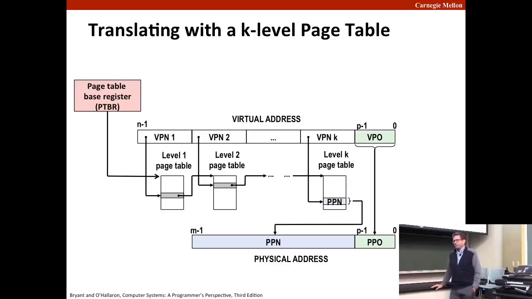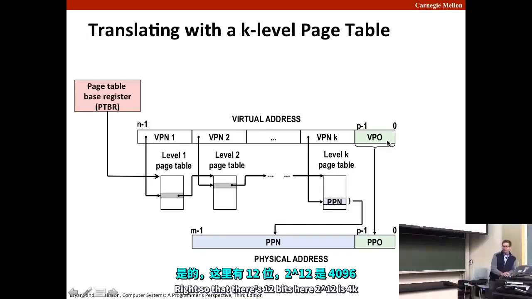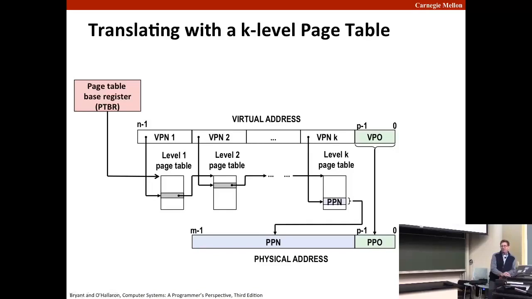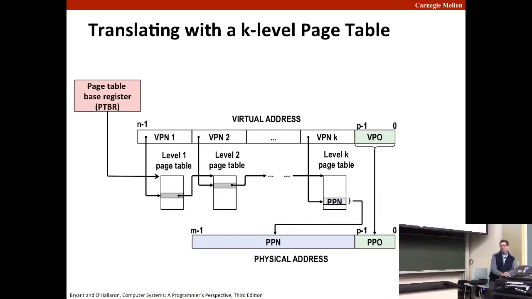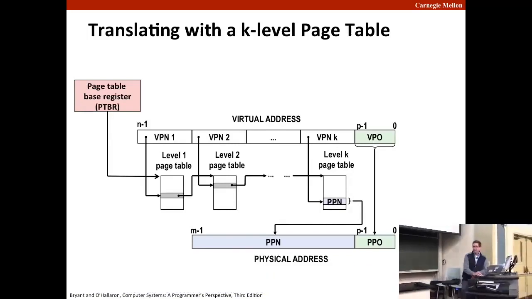Right, because 2 to the 64. Oh, yeah, if it's a 64-bit system. The block size is fixed, right? So there's 12 bits here. 2 to the 12th is 4K. So the remaining, you actually have 48 bits to play with. So if it was 8, it would be 6. So you're right. In this scheme, it could be at most 6. Turns out in practice, it's set at 4.